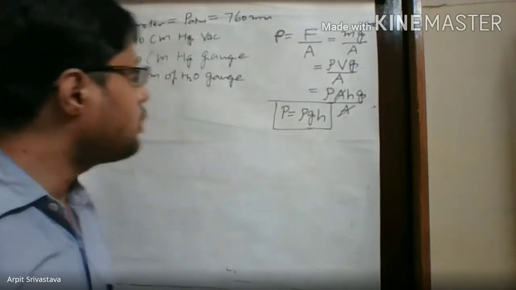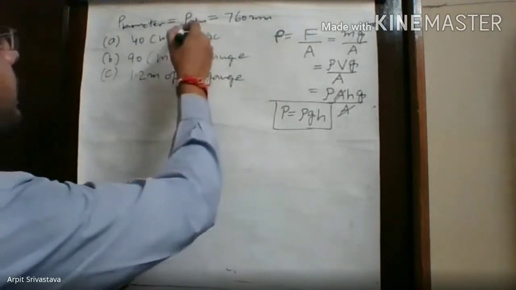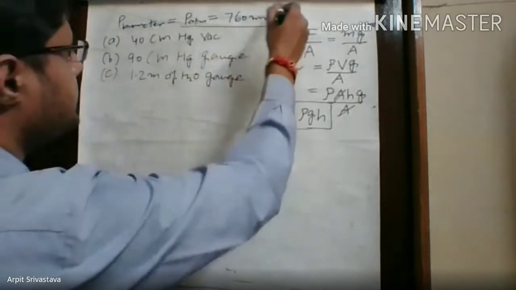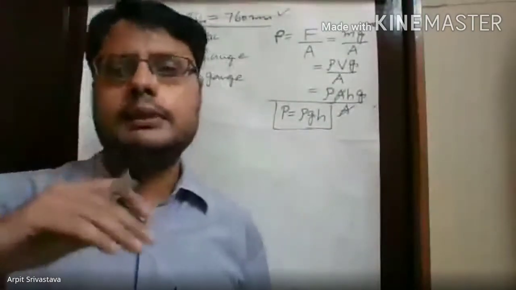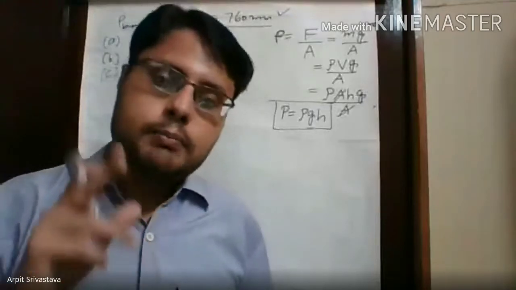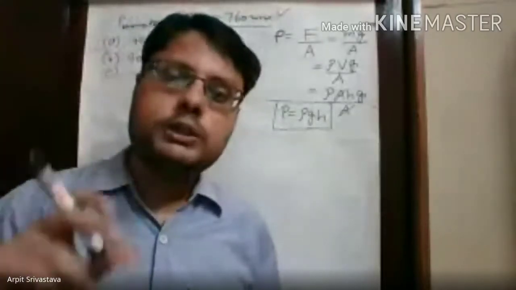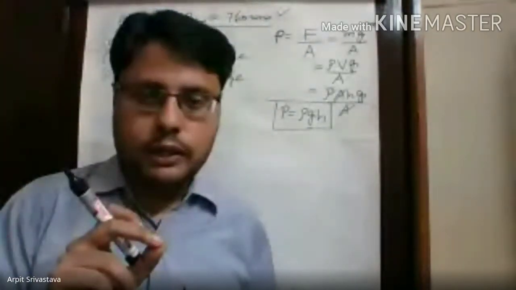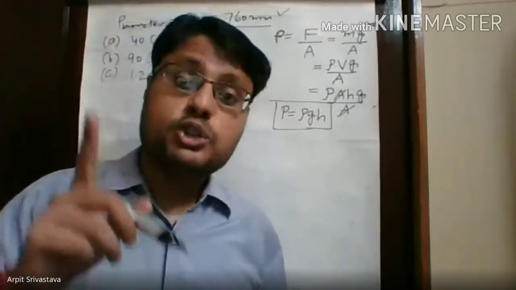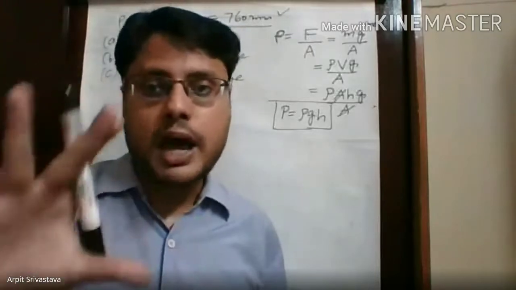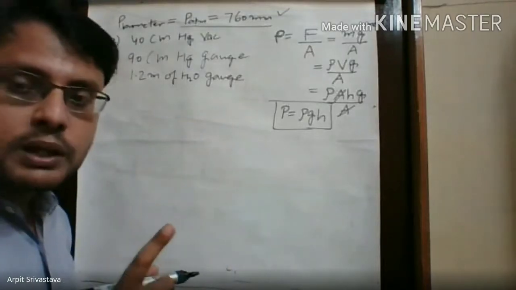So in this problem, atmospheric pressure is given as 760 mm of Hg. What does 760 mm of Hg mean? Actually, in a barometer, the height of the mercury column is equal to 760 mm of Hg. So we have to calculate the pressure value with respect to the 760 mm of Hg column height. By this expression, we calculate the atmospheric pressure value in SI unit.